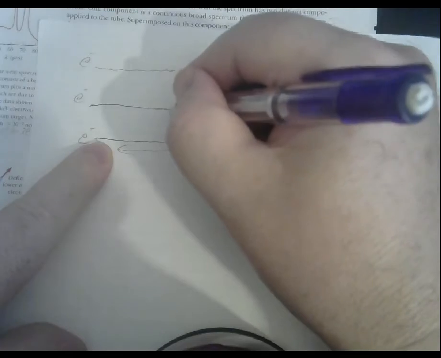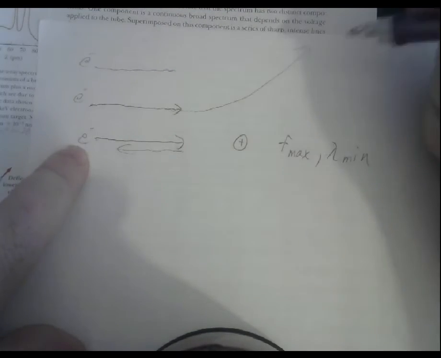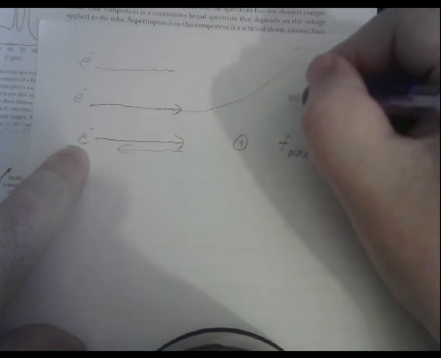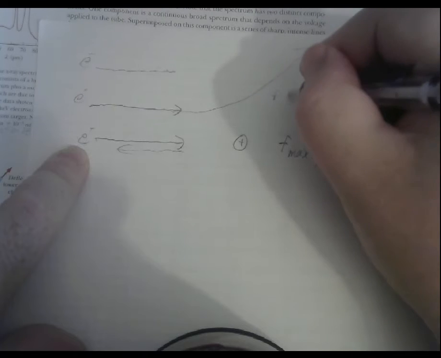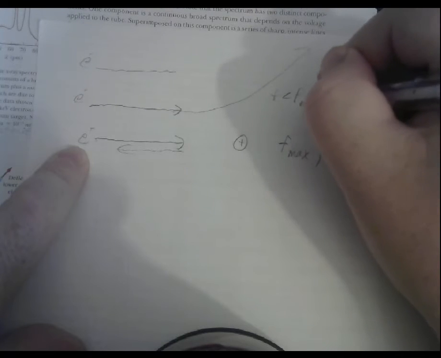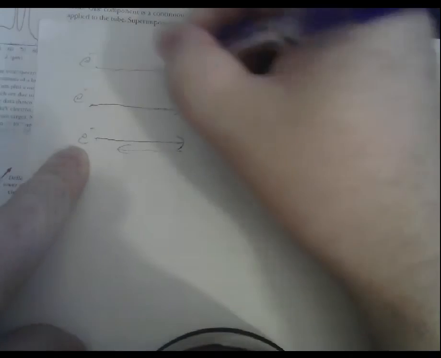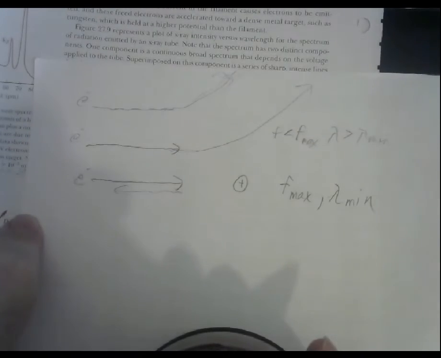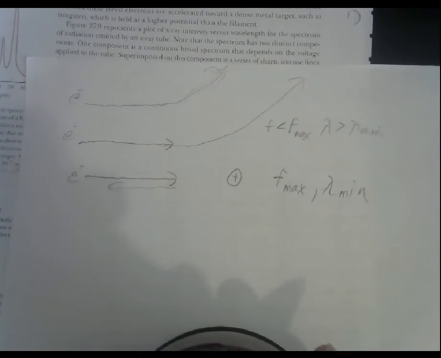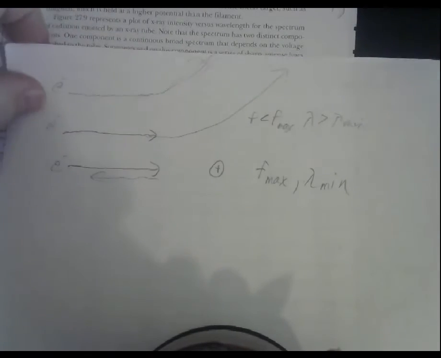The second one, the electron kind of goes this way. It probably slows down, but it's going to create some other frequency less than f max, or lambda more than lambda min. And this one's going to turn even less, and will get its speed reduced even less. But the main thing is that this first one is going to produce the maximum frequency or minimum wavelength.